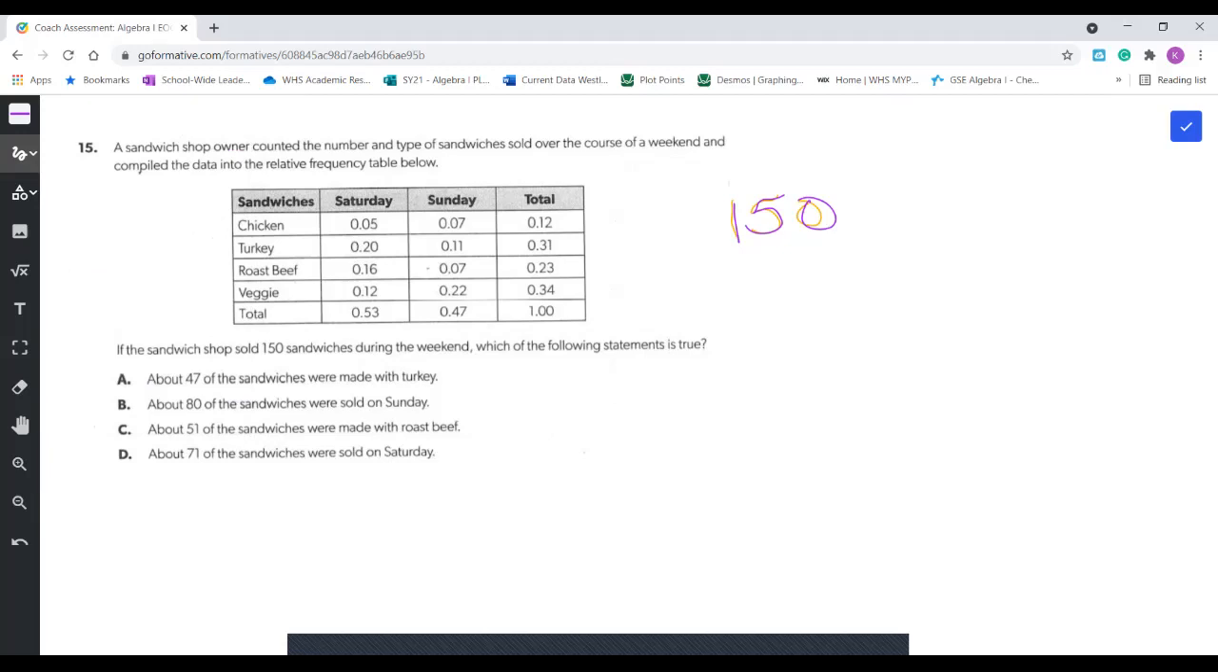So a total of 150 sandwiches were sold during the weekend. Which of the following is true? Well, if you look at these totals, right?